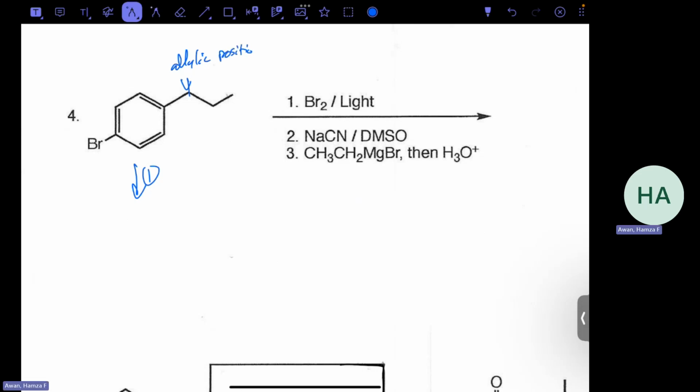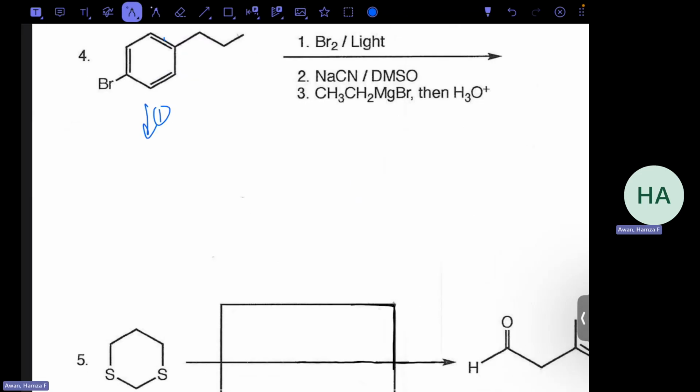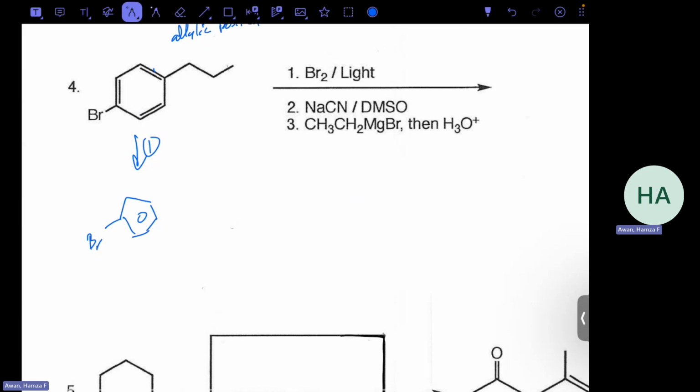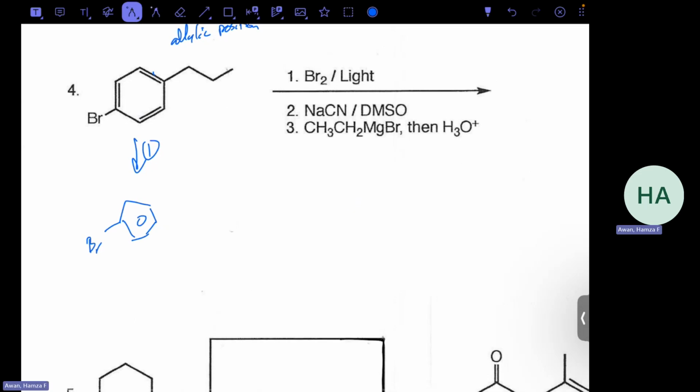I don't know why it's not NBS, but I guess it's not NBS because there can be resonance, and then you can put the bromine right here. So technically, this Br2 light is not the best, but I guess it makes do. So we have our Br, right? This is going to be para to it, so we're gonna do it like this. Br is attached right here.